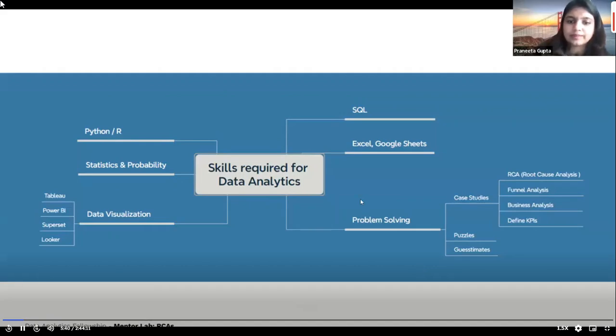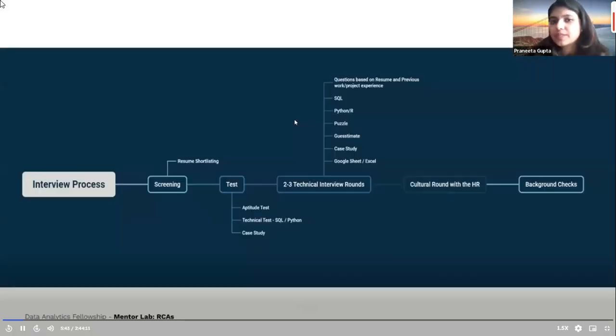No? Great. Then comes the interview process. Now, this may not be applicable to all companies, but this is how usually the process goes for a lot of the companies. It starts with the screening process. That is why the resumes that you build are very important, right?